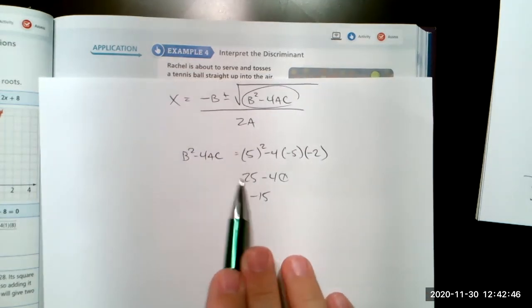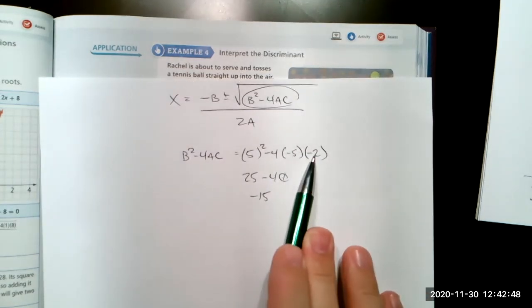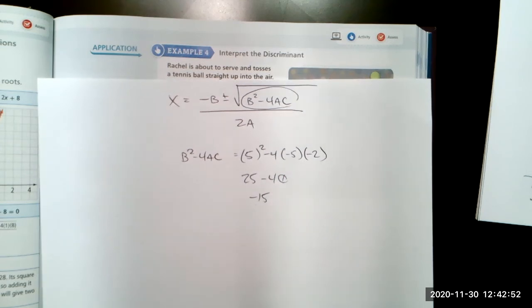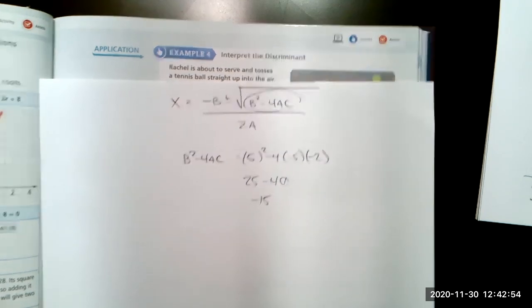5 squared is 25. Negative 4 times negative 5 times negative 2 is negative 40. 25 minus 40 is negative 15. Remember what they said on that previous page. I'm going to go ahead and move my book back over.